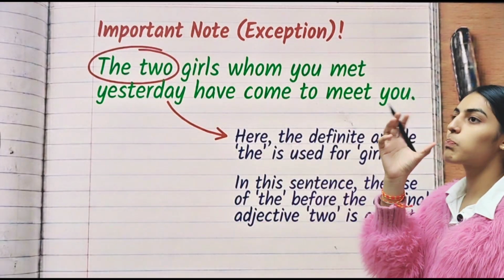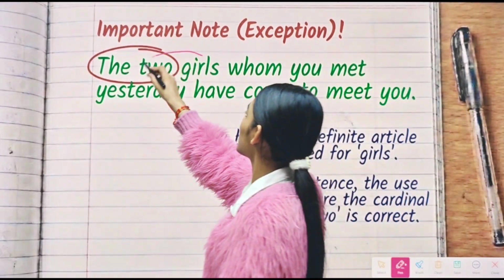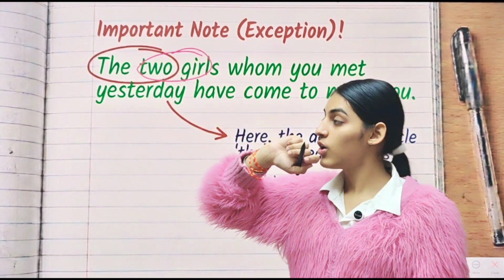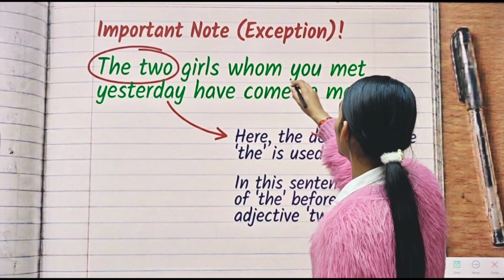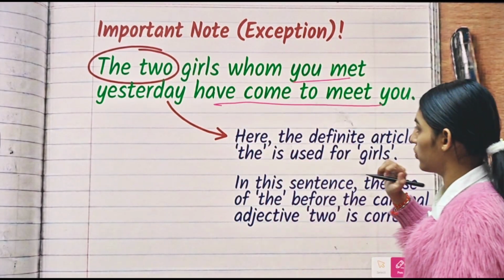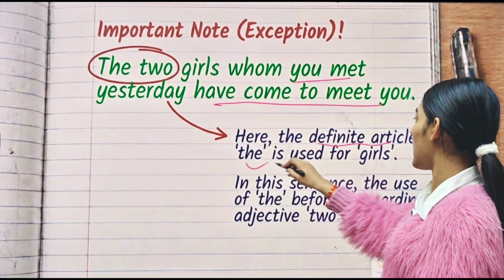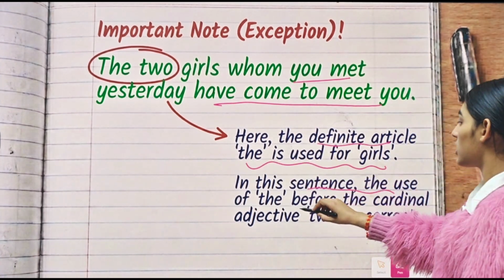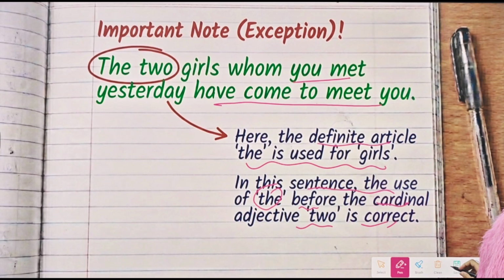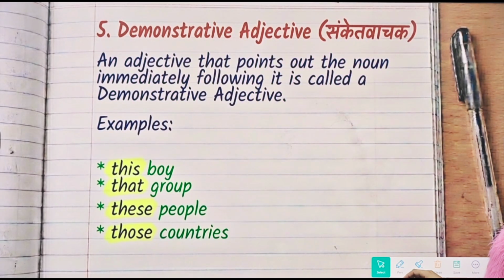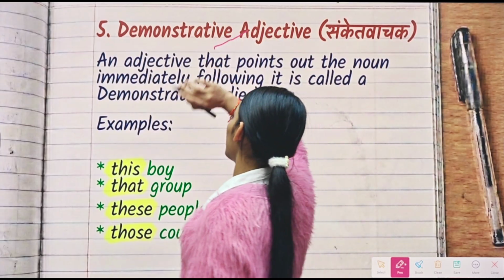Alright, it is behaving as a proper noun over here. The 2 girls here are behaving as a proper noun. We are specifying, so for that we have used the. The 2 girls whom you met yesterday have come to meet you. Here the definite article the is used for girls, and in this sentence the use of the before the cardinal adjective is correct.